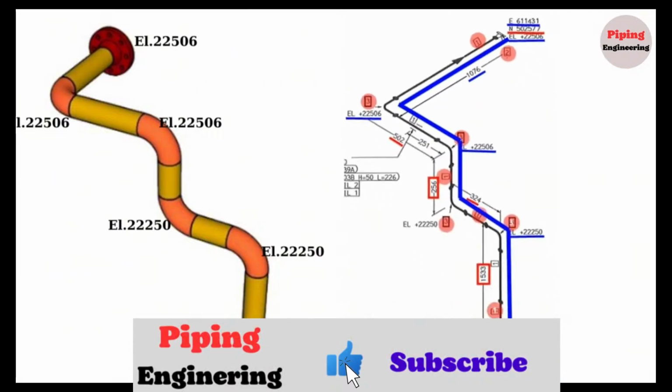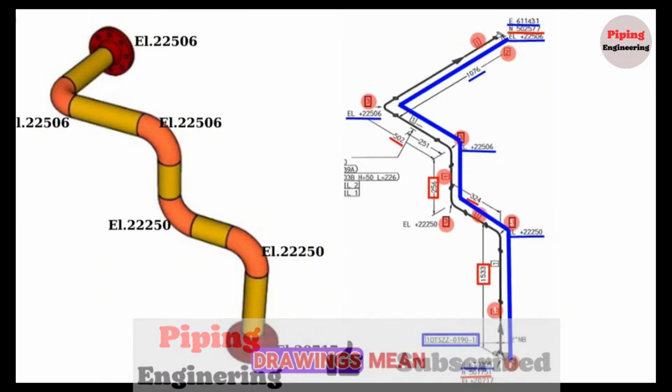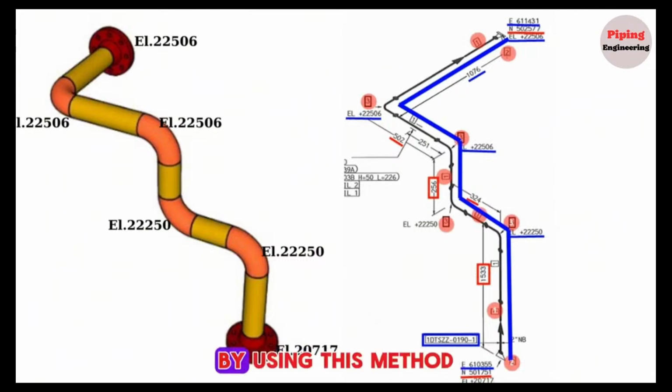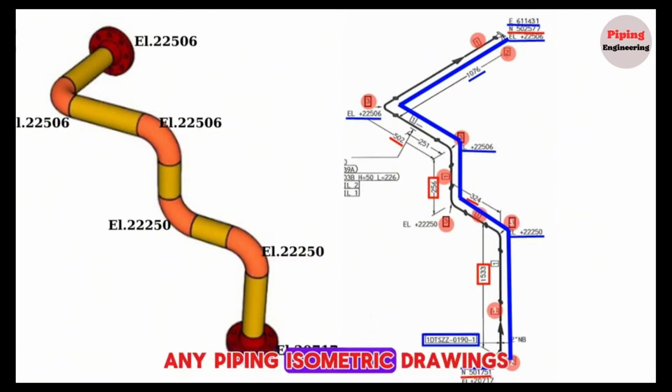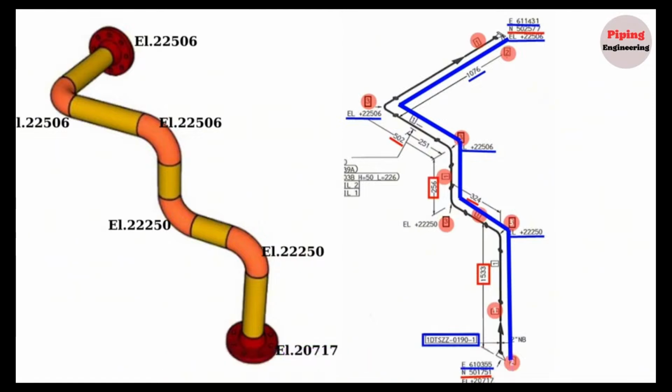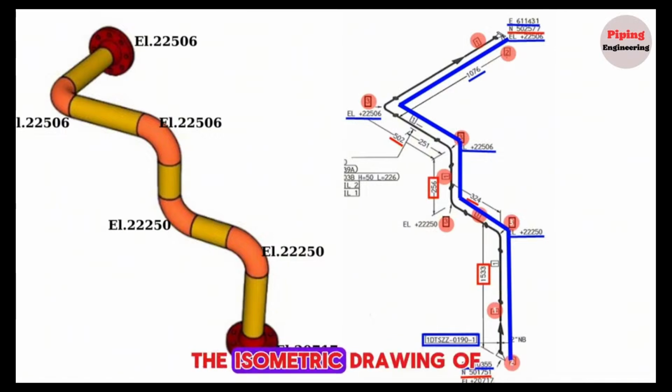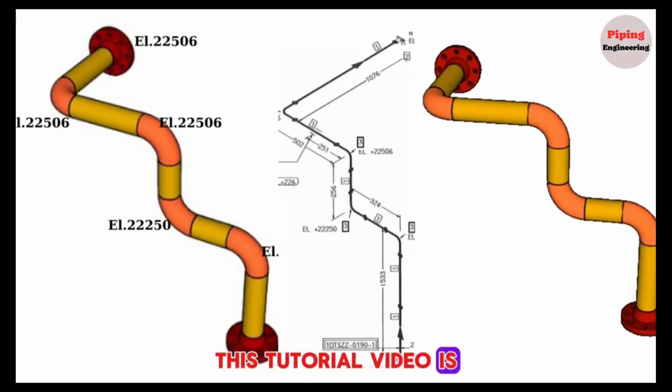In today's video, we learned what the elevation, north and east points shown in the pipe drawings mean. By using this method, you can easily check elevations in any piping isometric drawing. By watching the 3D view of this pipeline, it will be easier to read and understand the isometric drawing of this pipeline. This tutorial video is finishing here.